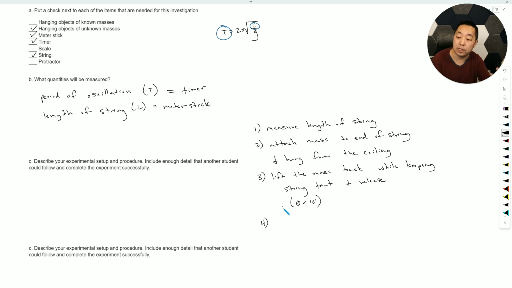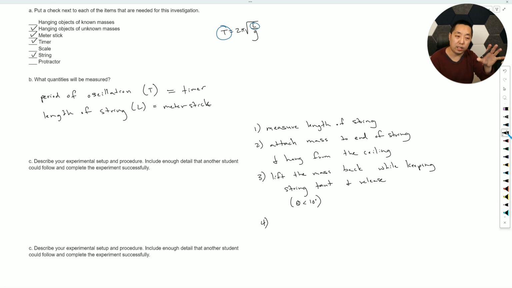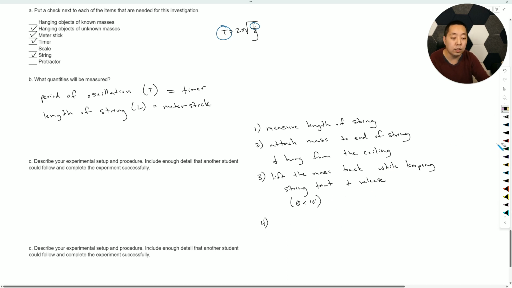Now we always have to vary something. When we want to vary a quantity, we've got to vary the length of the string. So repeat. Oh, we've got to measure the time. So then we're going to let it oscillate. It's always good to do it a few times. Okay, so actually we're going to release it and start the timer. So that's probably what we're going to do.